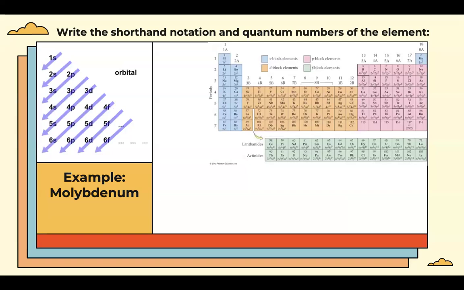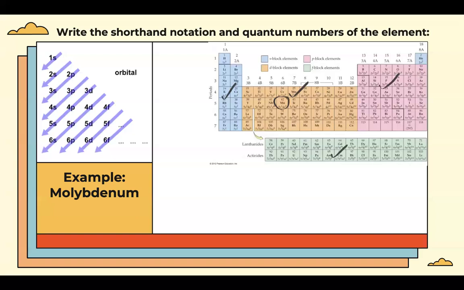First of all, you have to locate where molybdenum is on your periodic table. It's on the D block. Remember, we have four blocks: the S block right here, the D block in the middle, the P block on the right side, and the F block on the lower portion of your periodic table. So molybdenum is located 42nd on your periodic table.